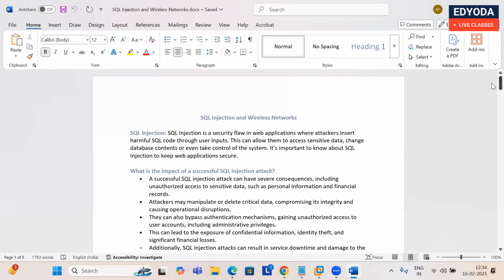So SQL injection, guys. SQL injection is a security flaw in a web application where attacker in.